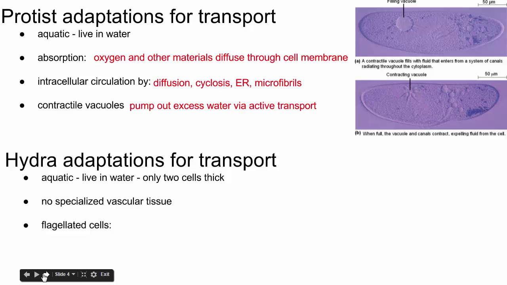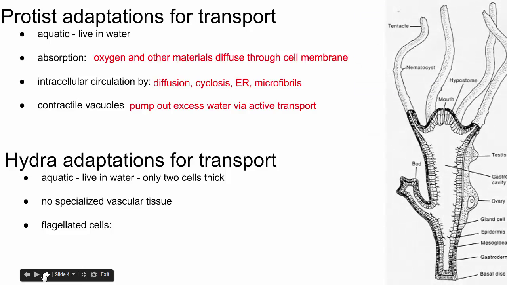Finish up here with the Hydra. The Hydra, we know, is an aquatic invertebrate, a cnidarian. And again, it's very, very small. It's very thin. It has just two cells thick, the ectoderm and the endoderm. So it is able to absorb material through diffusion. Okay? It doesn't have any specialized vascular tissue. But inside, on the endoderm, these cells have flagella, which help circulate material around, help mix and move things around within its body cavity. So that's how they accomplish their intercellular transport.